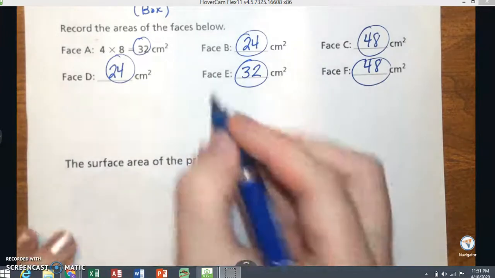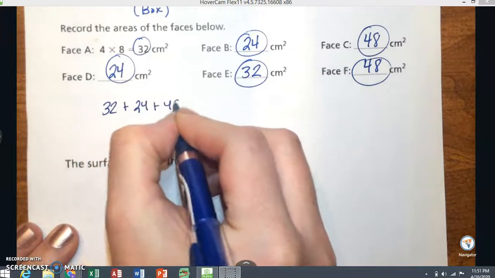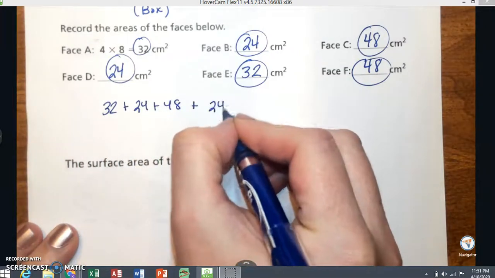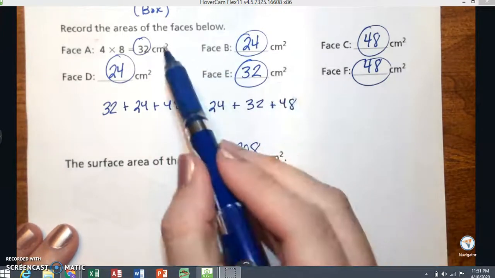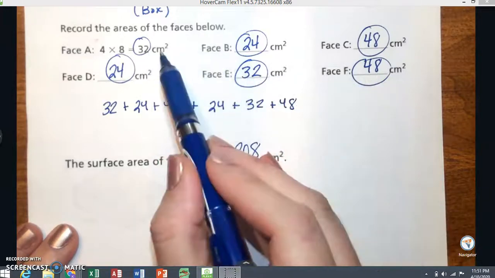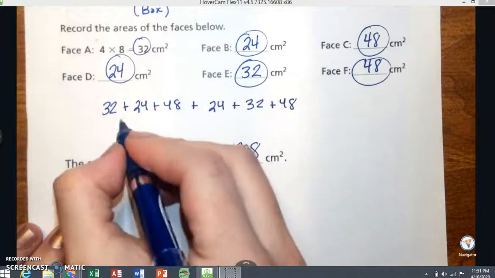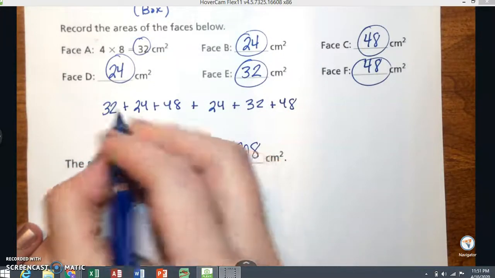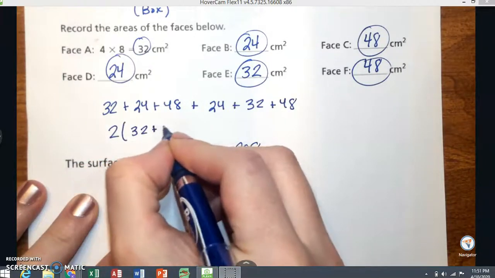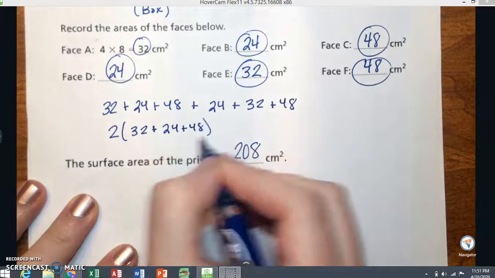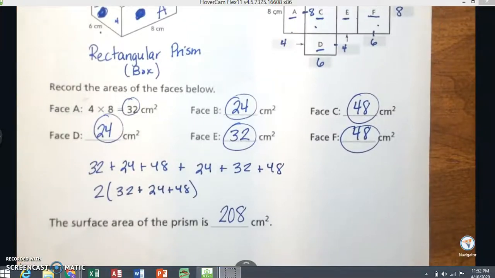Another way I could have done that, I had taken each number and added it. So I said 32 plus 24 plus 48 plus 24 plus 32 plus 48. Another way I could have done that, though, because I know that 32 is used twice, 24 is used twice, and 48 is used twice, is I could have just taken these and then multiplied by 2. Or I could have said 2 times 32 plus 24 plus 48. There's different ways you could have done that, as long as you get 208 centimeters squared.